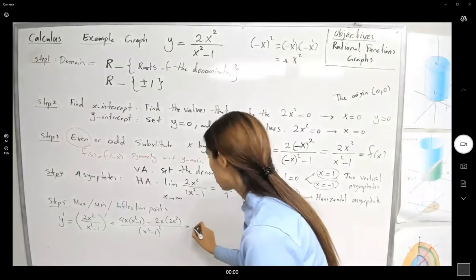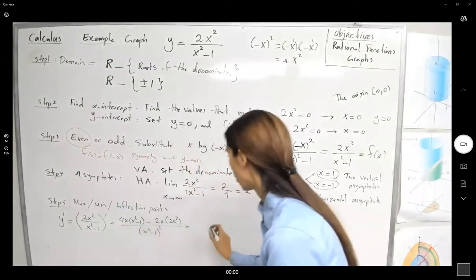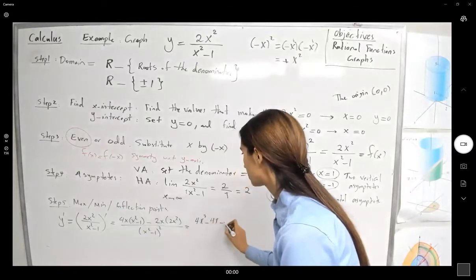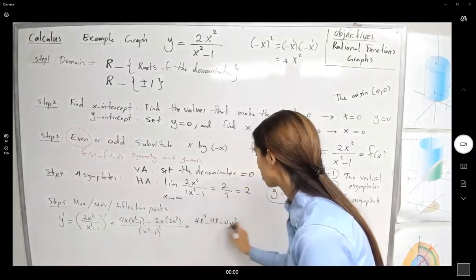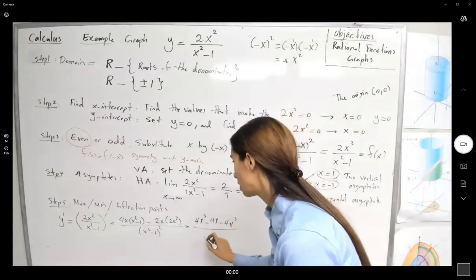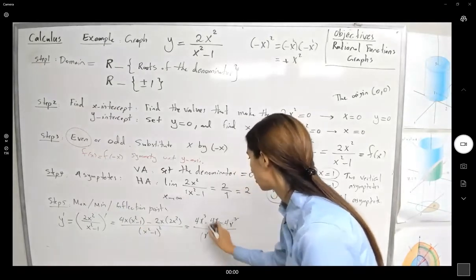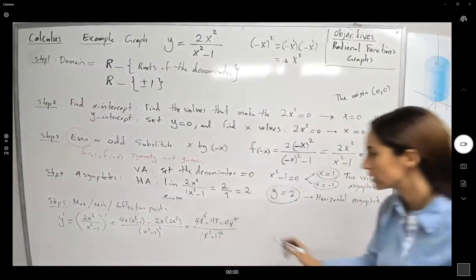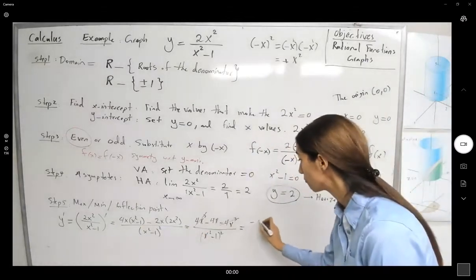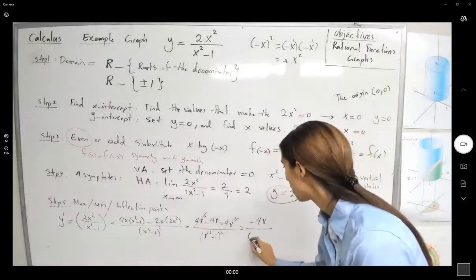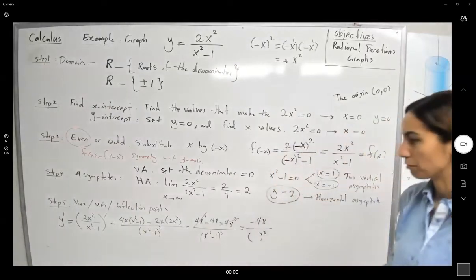So this is equal to, let us distribute 4x, we get 4x cubed minus 4x minus 4x cubed, divided by x squared minus 1 to the second power. We can cancel out 4x cubed and 4x cubed. What's left, guys, is negative 4x divided by a quantity raised to the second power.